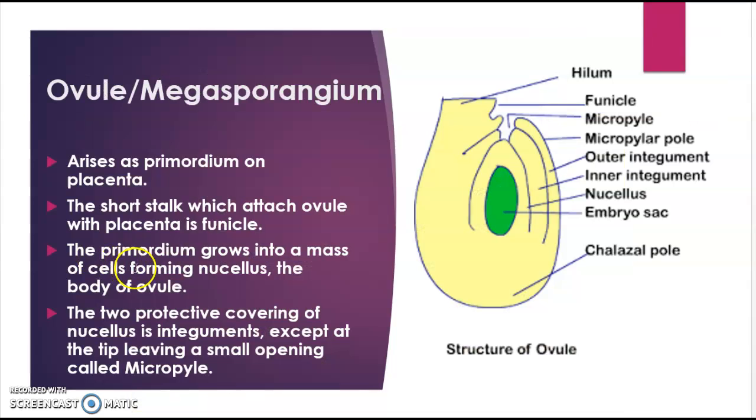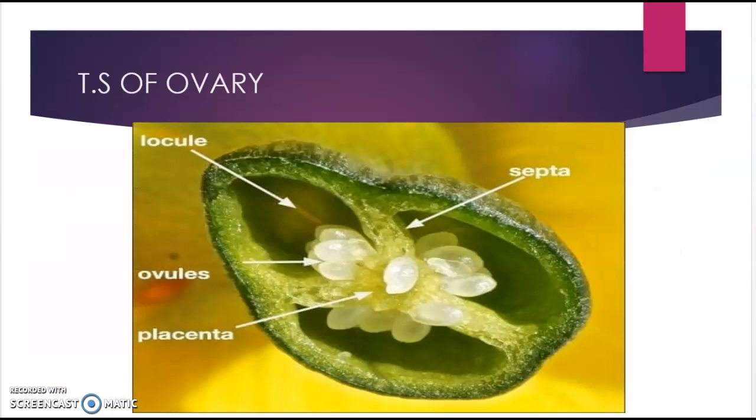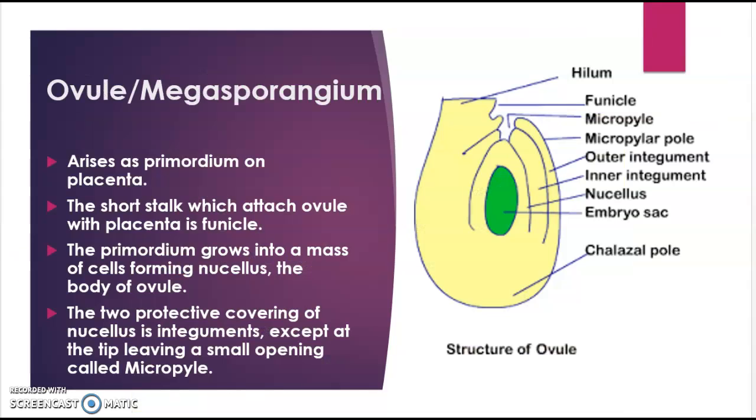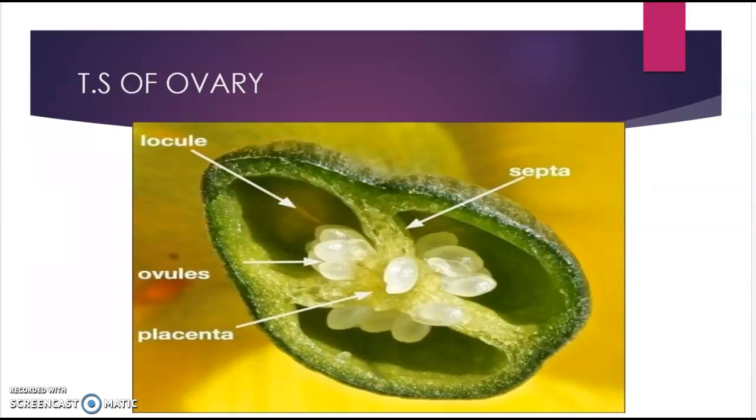Next is regarding the ovule or megasporangium. As we have already seen in that picture, the ovule arises as a primordium on the placenta. You can see that the ovule is arising as a primordium from the placenta. Now the short stalk which attaches the ovule with the placenta is known as the funicle. The primordium grows into a mass of cells forming the nucellus, that is the body of the ovule. Again, if we check this body of the ovule, this is the nucellus.